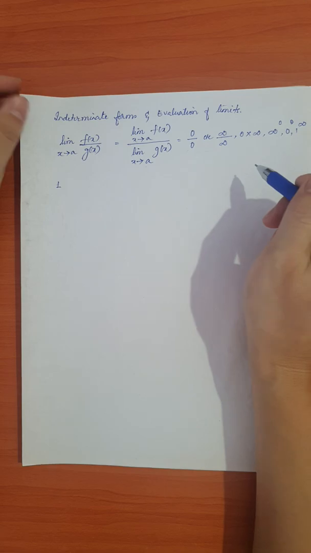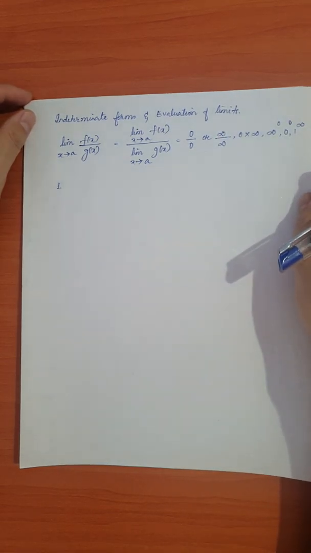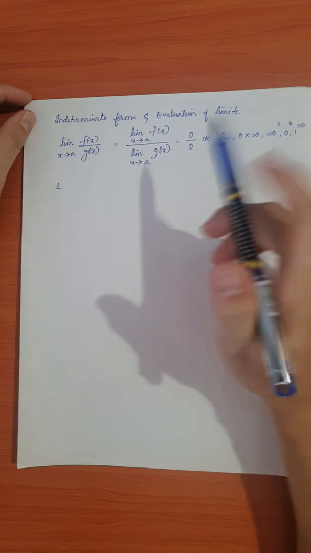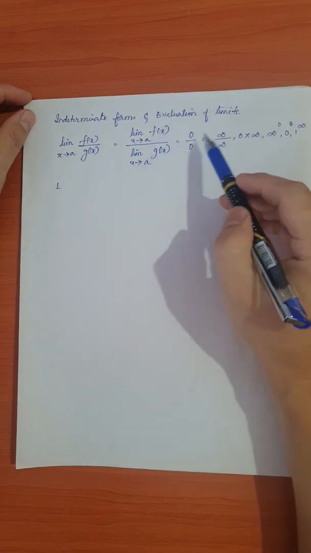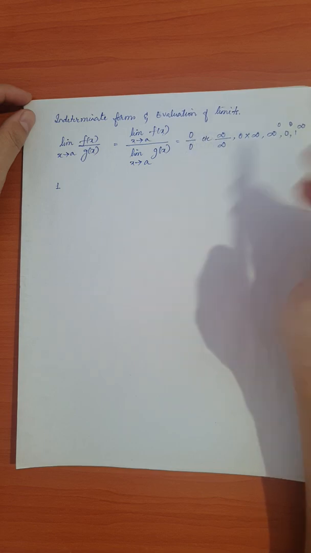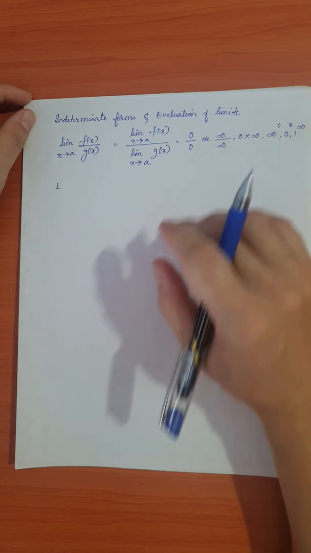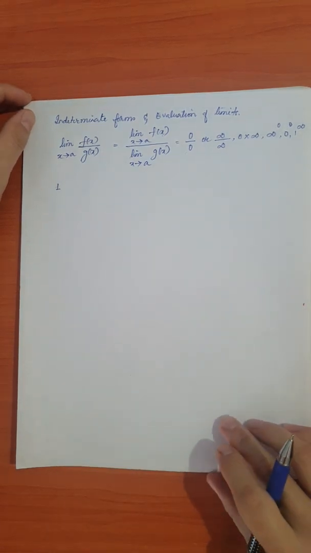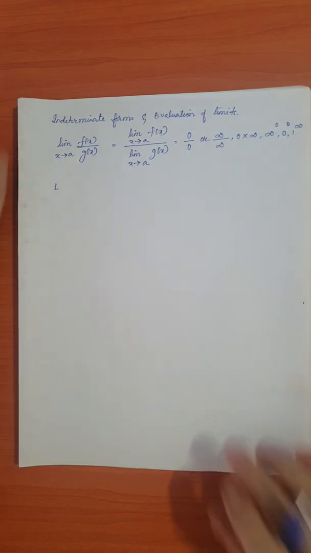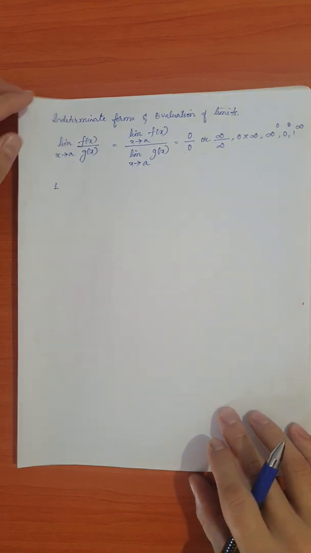Most of the time we get 0 by 0. So when you substitute the value of x equal to a and the function gives the form 0 by 0, that is known as indeterminate form of limits. Fine. So next, evaluation of limits. There are two types.